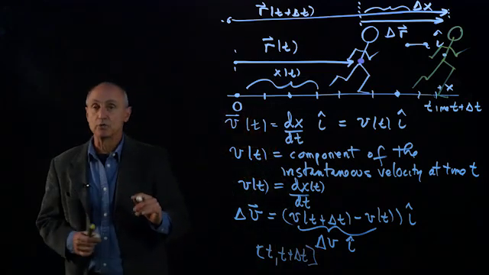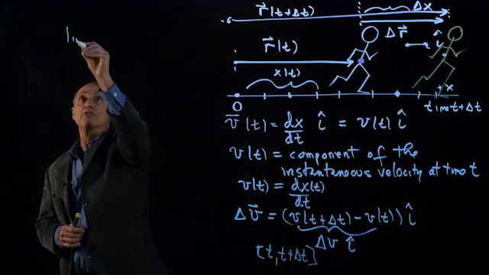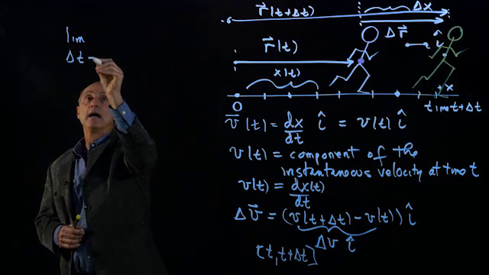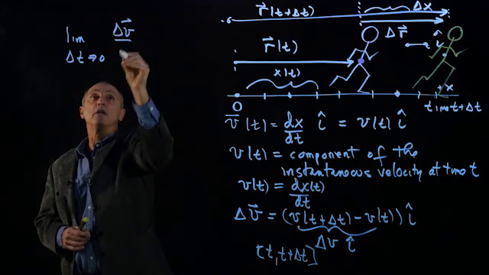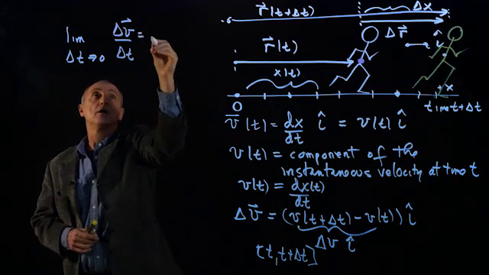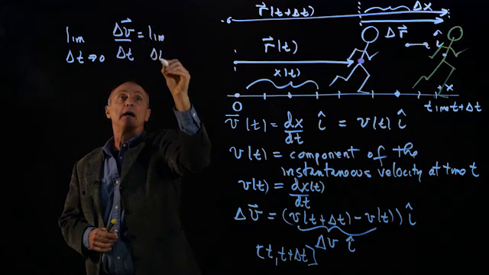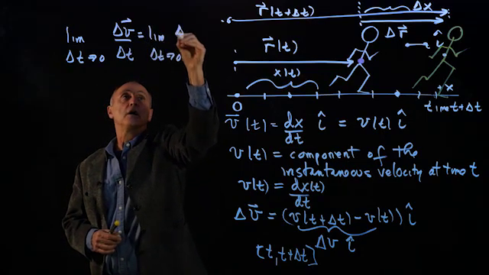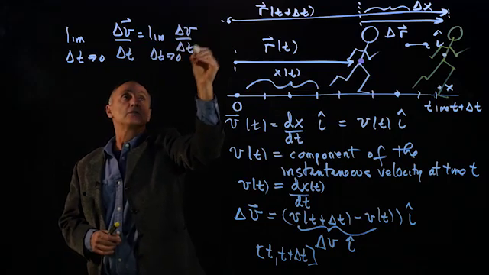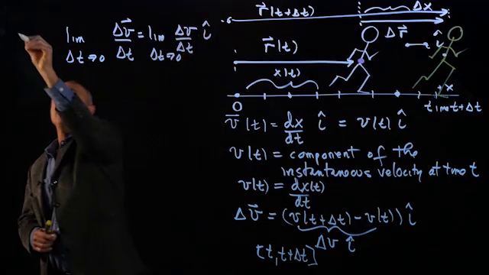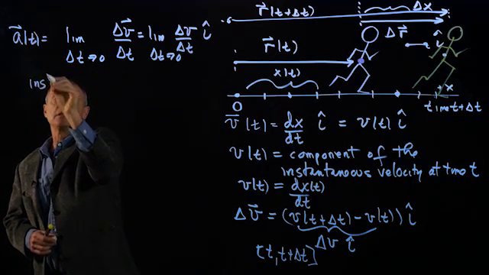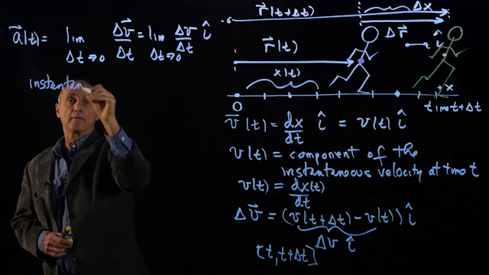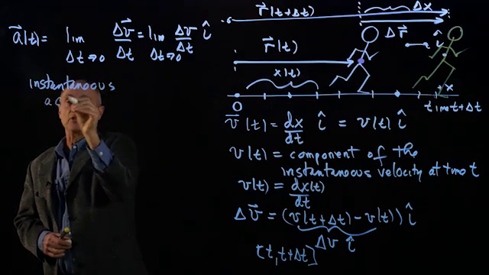Now what we'd like to do is take the same limiting process. Let's take the limit as delta t goes to 0 of this change in velocity over time. So we have the limit as delta t goes to 0 of delta v over delta t, i hat. And this quantity is what we call the instantaneous acceleration.